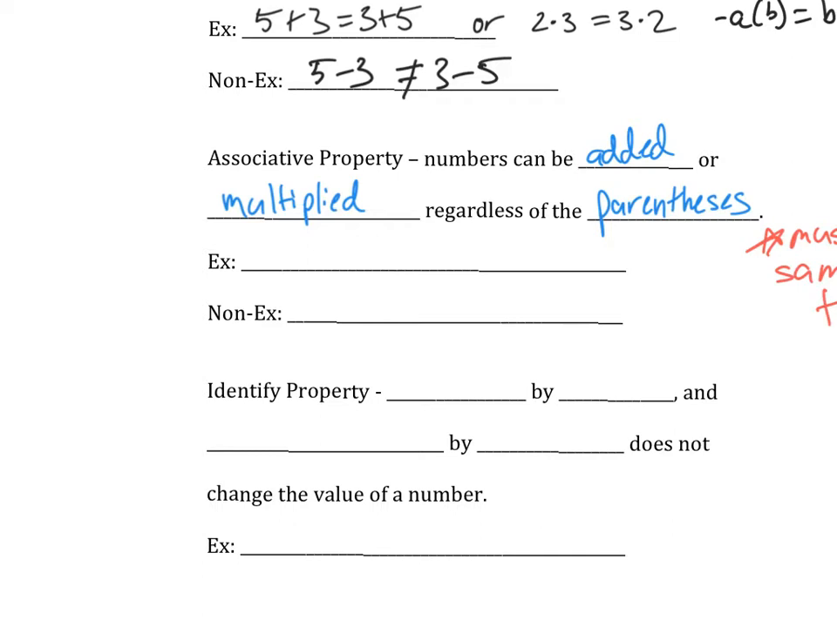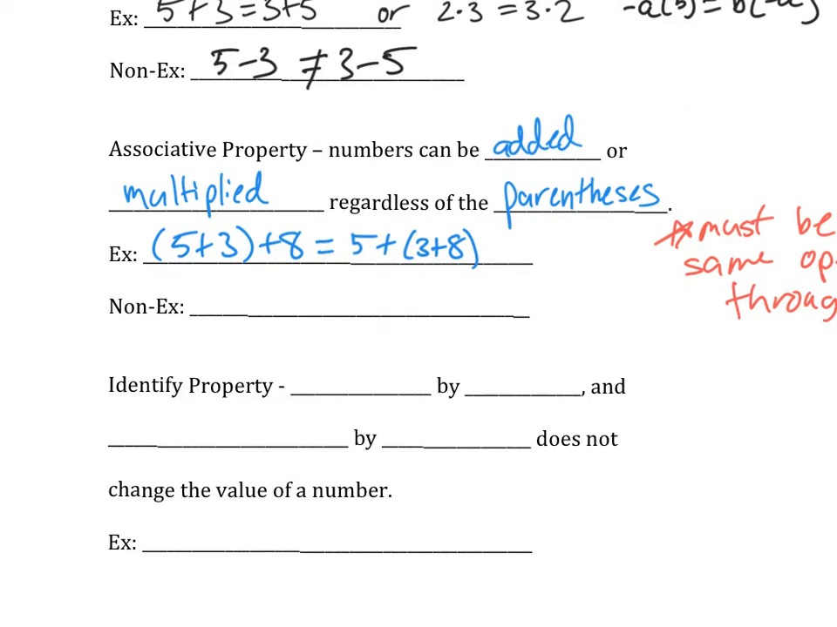If we had 5 plus 3 in parentheses, and then we're going to add 8, that would actually still be the same thing as doing 5 plus, and then in parentheses, 3 plus 8. Okay, so I could add 3 and 8 first, or I could add 5 and 3 first, and then add the other number, and it would be the exact same thing. Okay, this works for multiplying too.